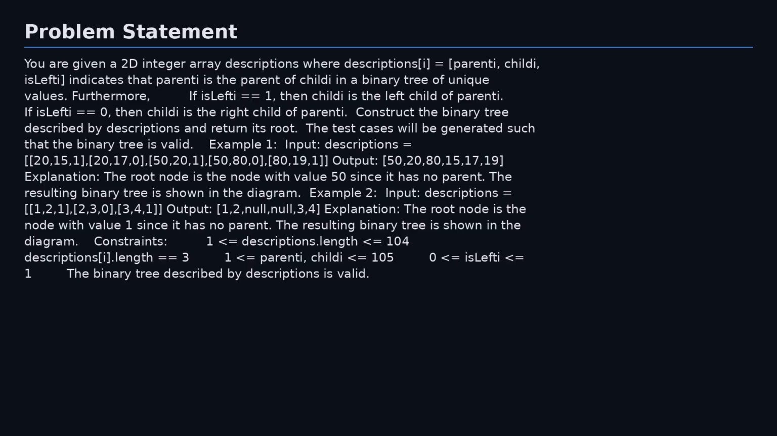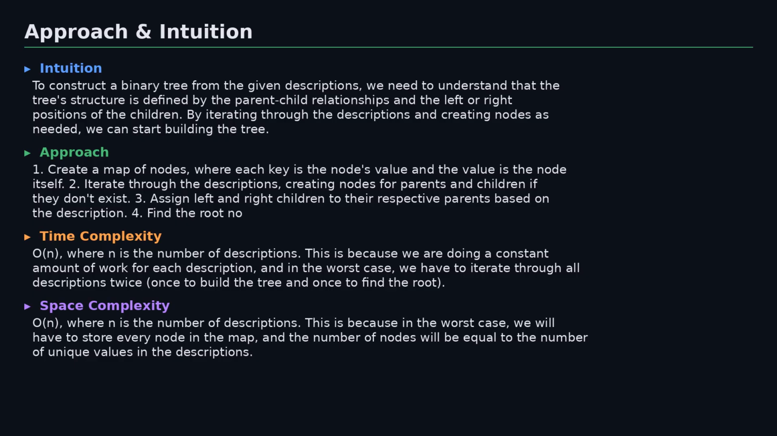To understand how we can construct a binary tree from these descriptions, let's think about the structure of a binary tree. A binary tree is made up of nodes, where each node has a value and 2 children, a left child and a right child. When we're given a description, we can use it to create a node for the parent and a node for the child. And then we can assign the child node to the left or right of the parent node based on the description. This process is kind of like building a house, where we start with the foundation, which is the parent node, and then we add the walls and the roof, which are the child nodes.